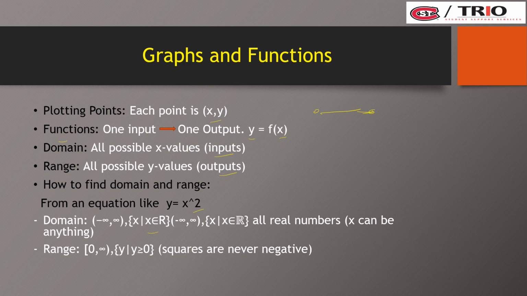Range would be greater than or equal to 0, and it goes over till infinity. And because squares are never negative, you have to remember what the equation is first. So squares could never be negative, so that's why it will always have to be something positive.